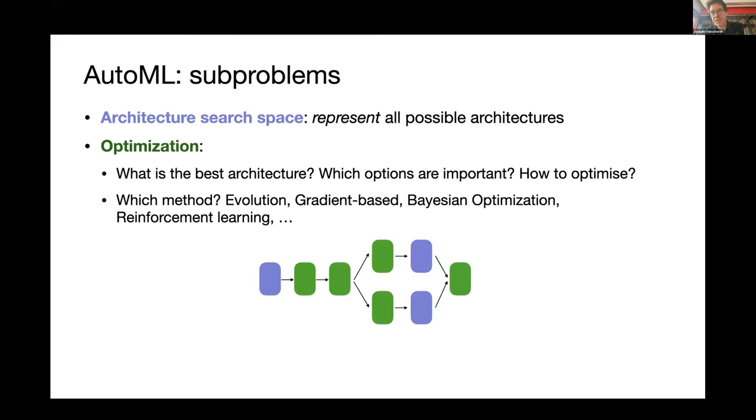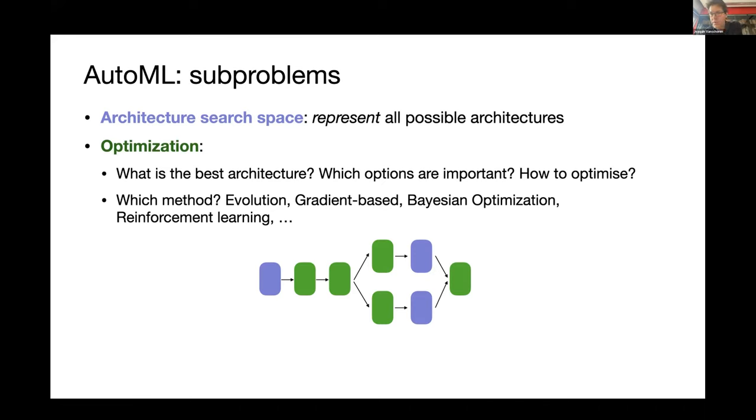The second thing is optimization. That's how you search this space of possible models. There are things like evolution, gradient-based methods, and Bayesian optimization for learning that basically construct the model or evolve the model from a simple model to a more complex model, or Bayesian optimization where you build a meta model that sort of predicts which other models may work well or not.